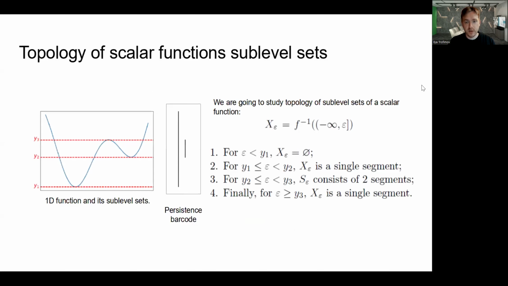We are going to study topology of sublevel sets of scalar functions. Given some threshold epsilon, this sublevel set can change and its topology also changes. And a persistence barcode precisely depicts the changes of its topology, for example, changes of connected components.